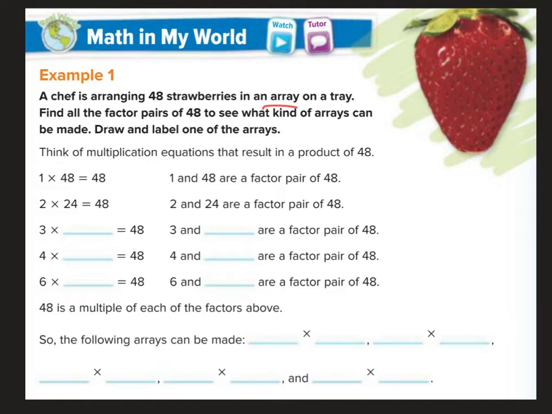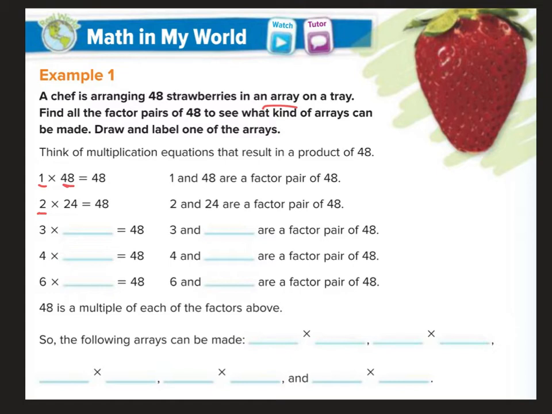So here's what I like to think of when I'm trying to find factor pairs. Okay, I know I always start with 1. 1 times what is 48? 1 times 48. So I think about 2. Does 2 go into 48? Yeah, because 8 is even, so we know we can divide it by 2. So 2 and 24.